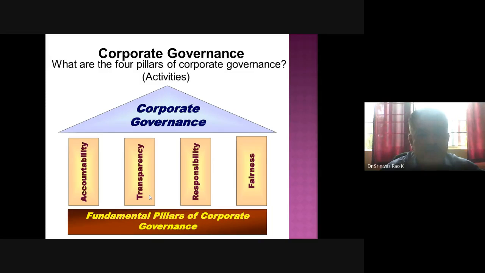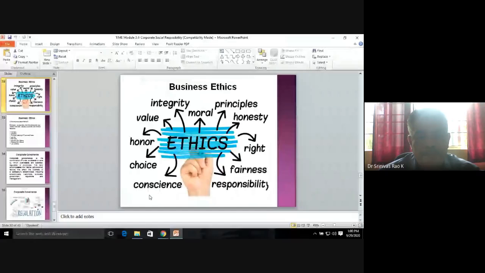Then there is something called fairness. What do you mean by fairness? Can anyone throw some light on fairness? The simple word fairness. What is fairness?